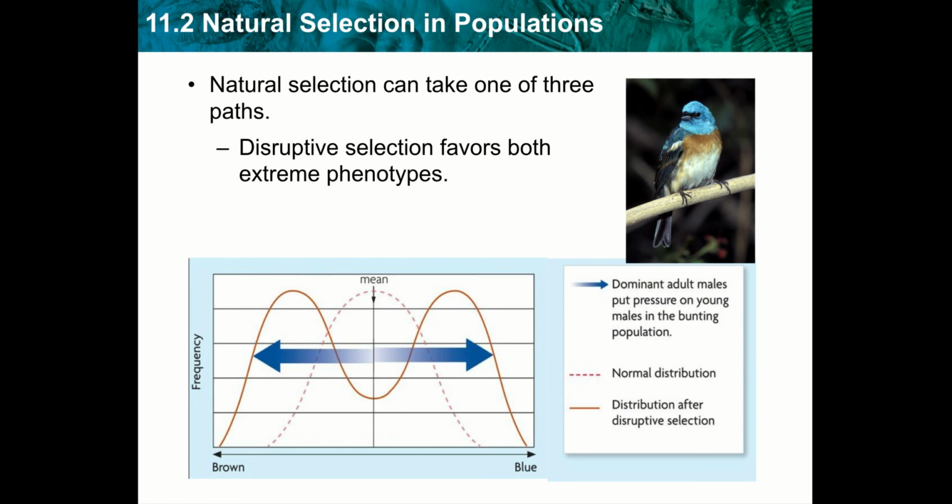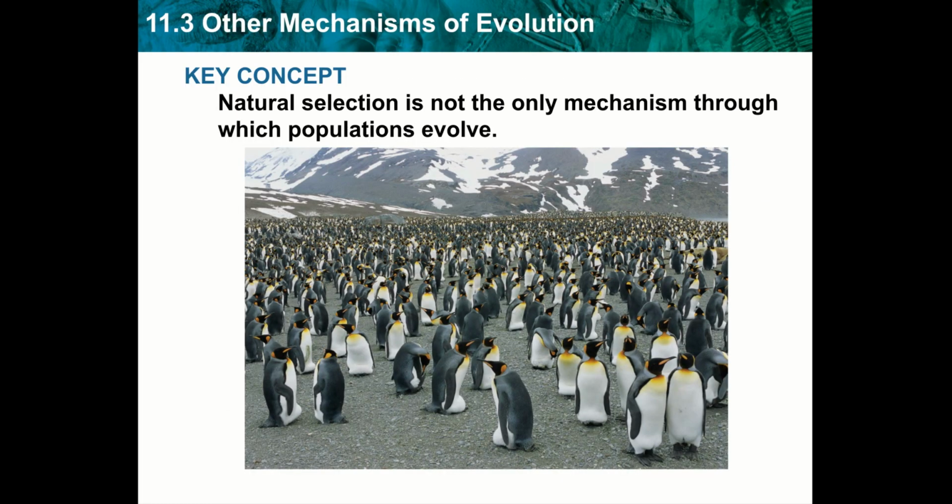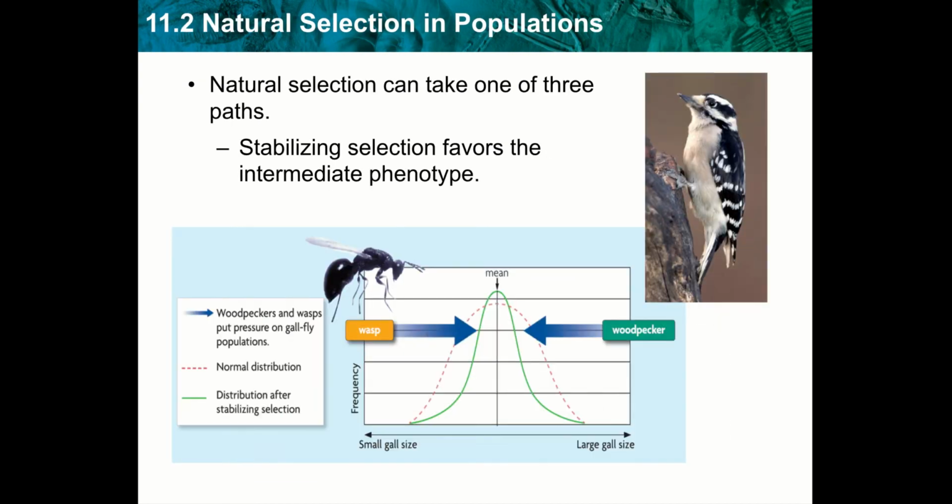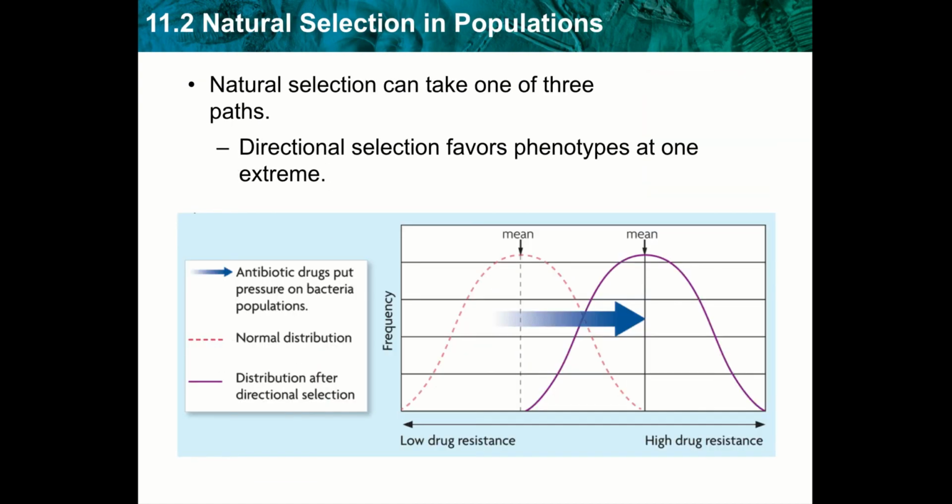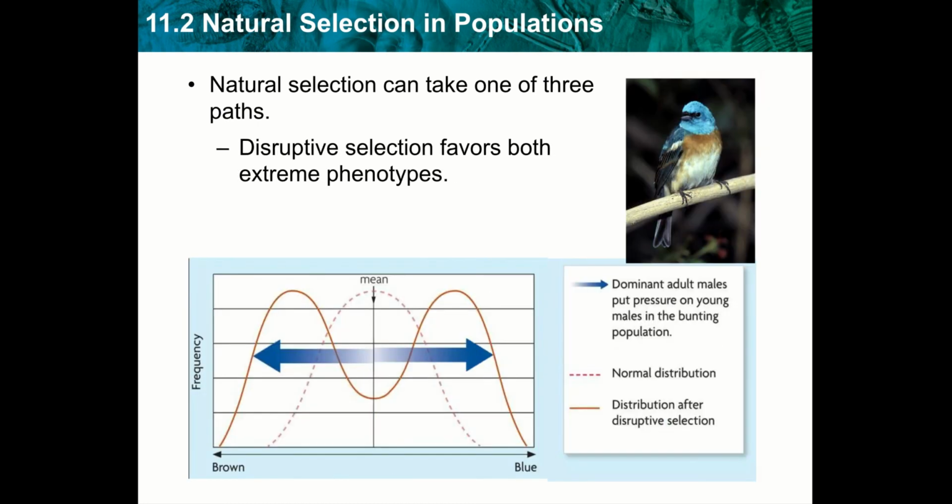Stabilizing is going to be favoring the middle, the intermediate. Those that are in the middle, whatever that phenotype is, they're going to survive. And then directional is going to be favoring one extreme or the other. So you're going to do a little bit of practice with this when we come back. So make sure you have all three natural selection paths, the directional, the stabilizing, and the disruptive. If you have questions, please bring them to the Google Meets with your teacher.